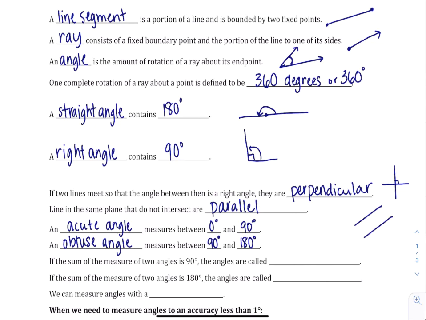If you have 2 angles that together have a sum of 90 degrees, we will call those 2 angles complementary. And if the sum of the 2 angles is 180, then we'll call those supplementary. And then finally, one of the tools that you can use to measure angles, among other things, is called a protractor. It's sometimes made out of wood, sometimes made out of plastic. Occasionally you'll have them out of metal, but it's just a tool that helps you measure angles.